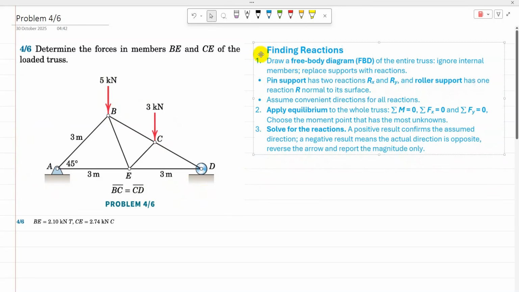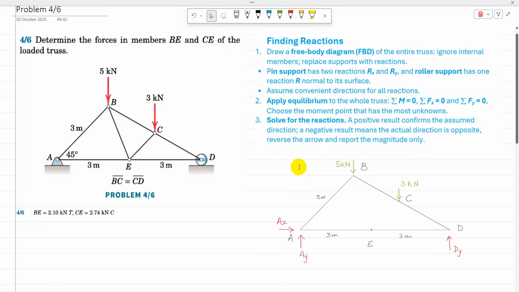The steps to find support reactions: number one, draw a free body diagram of the entire truss, ignoring internal members and replacing supports with reactions. There are two supports here. A is a pin support. It has two reactions, Rx and Ry. At joint D, there is a roller support and it has one reaction, which is perpendicular to the surface. The free body diagram is drawn here.